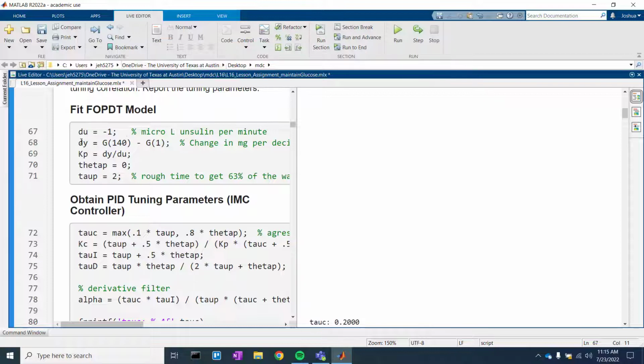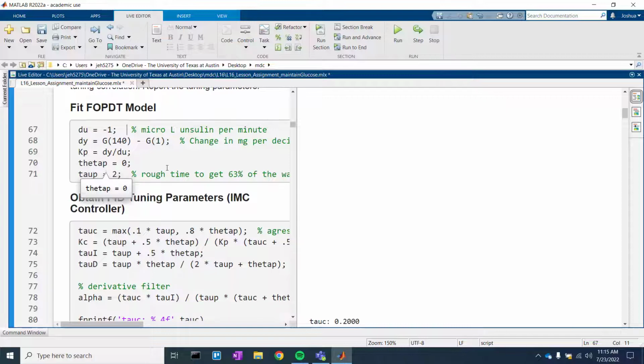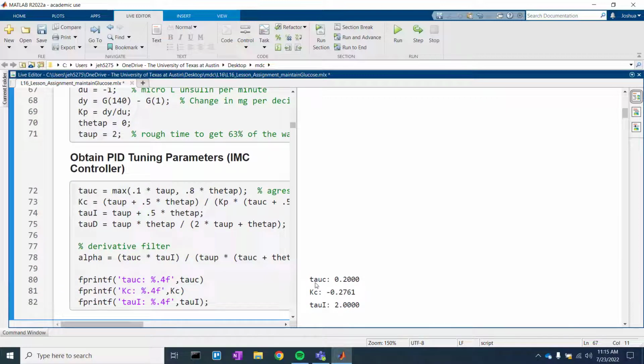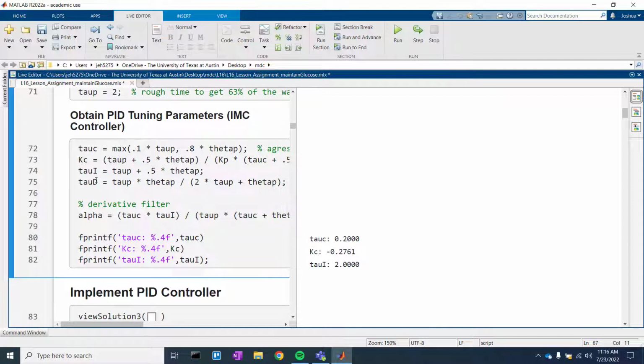We'll go ahead and run a section. Now our dy is equal to 36. That's more like it. Our Kp should be about negative 36. Theta p equal to 0, tau p equal to 2. And we get these constants. Tau c is equal to about 0.2. Kc is equal to negative 20.27. And tau I equal to 2. We could also print our tau d.